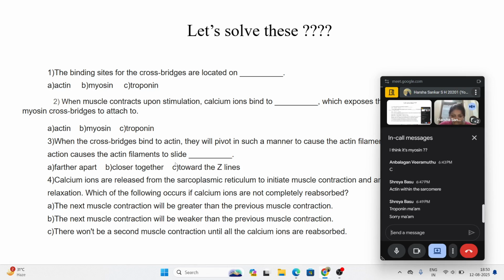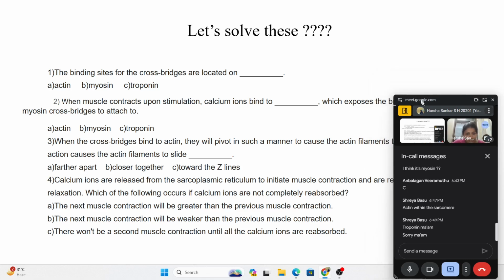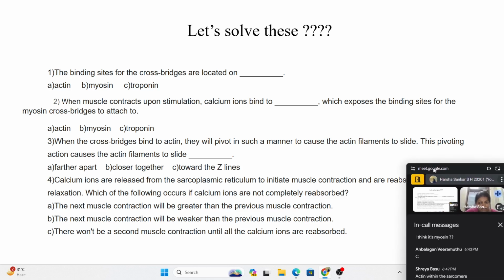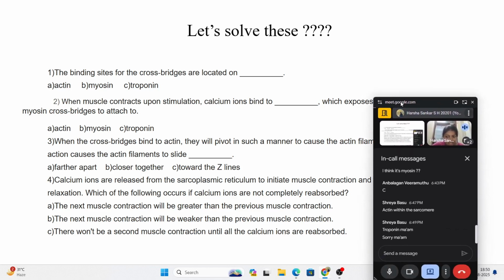When the cross bridges bind to actin, they will pivot in such a manner to cause actin filaments to slide. This pivoting action causes the actin filament to slide: option A, farther apart; option B, closer together; option C, towards the Z line. What is the correct answer? Sliding filament moves the actin filaments in which direction? Farther apart, closer together, or towards the Z line? What is the correct answer? Any idea?